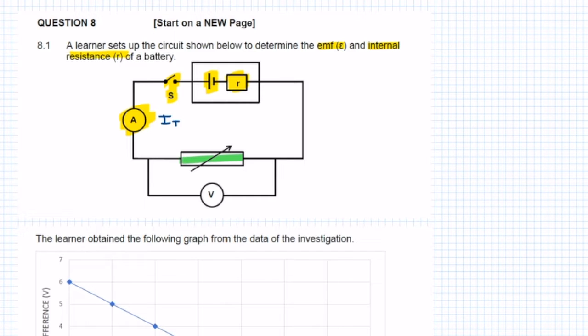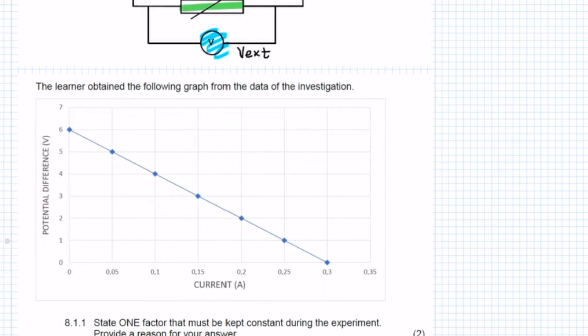We see across this variable resistor is a voltmeter, and this voltmeter is measuring the potential difference across the variable resistor. Since the variable resistor is the only resistor that forms part of the load in this circuit, we know that the voltmeter is going to be measuring V external. Okay, so now that we've analyzed the circuit setup, let's take a look at the information that has been obtained.